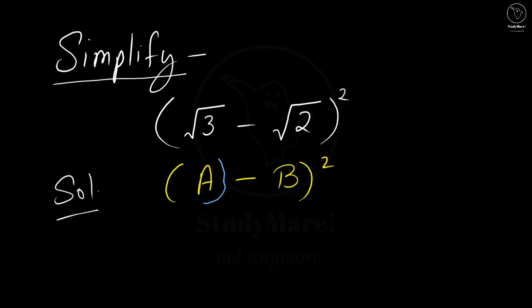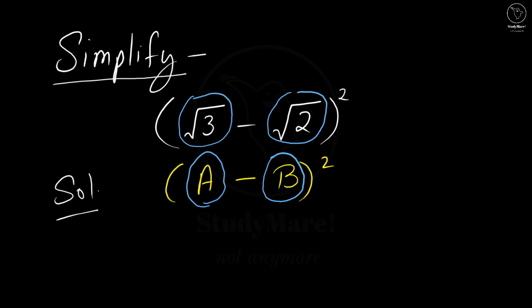Here this a is similar to root 3. That means root 3 is in place of a. Here we have b and here we have root 2, which means root 2 is in place of b. We have a square here, we have a square here. So we identified the identity on the first hand.